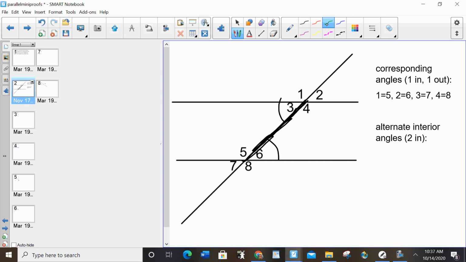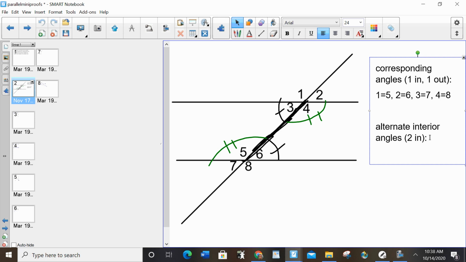There's one more pair. 4 and 5 are both inside. The 5's on the left, the 4's on the right. So those are alternate interior angles as well, and alternate interior angles are congruent. So the example of the alternate interiors would be 3 and 6, 4 and 5.